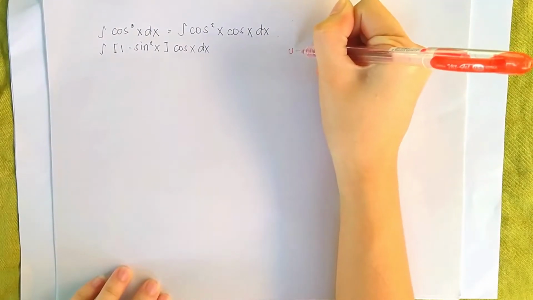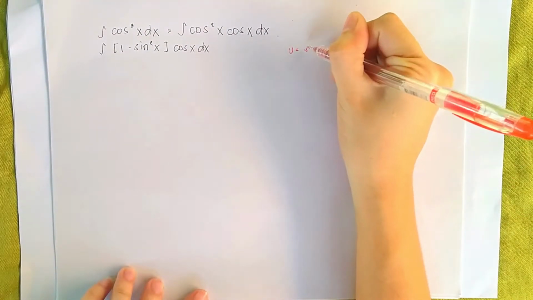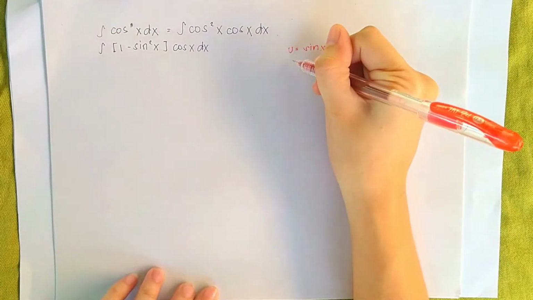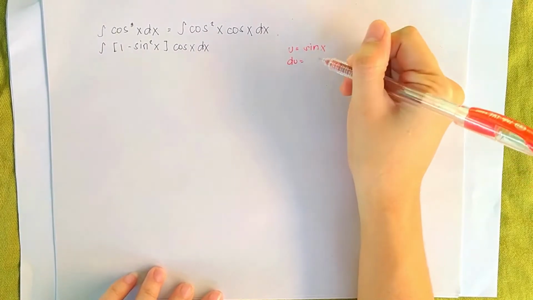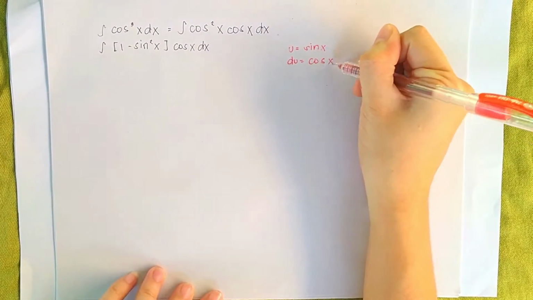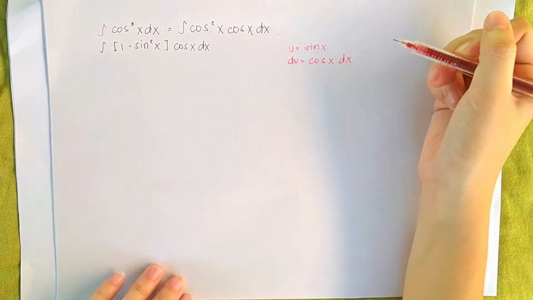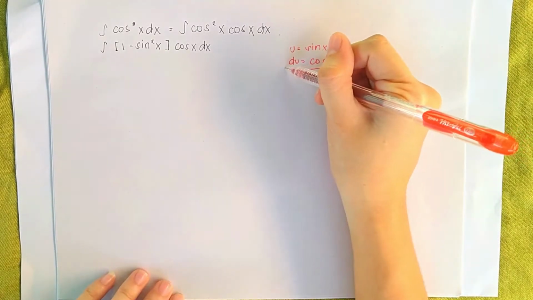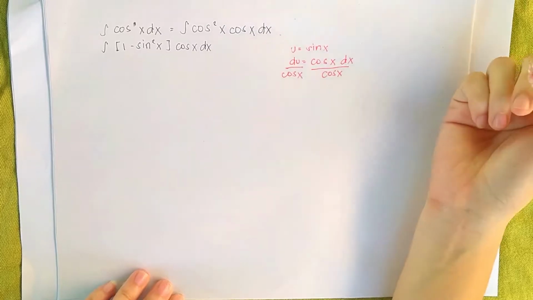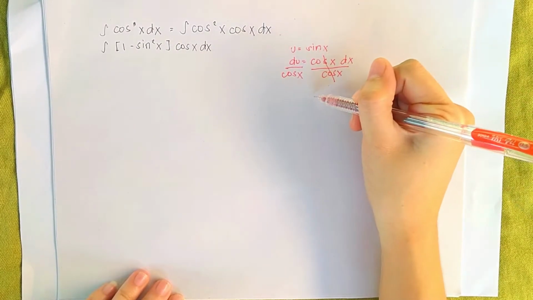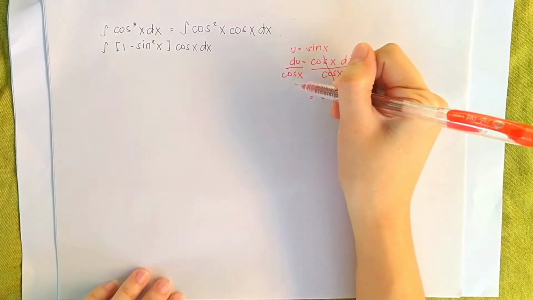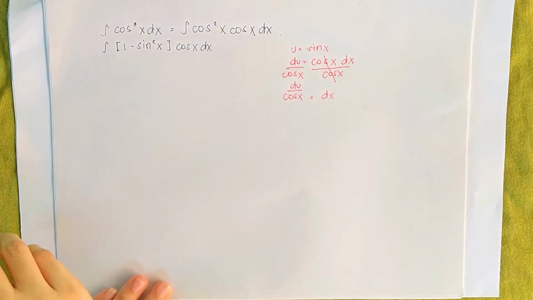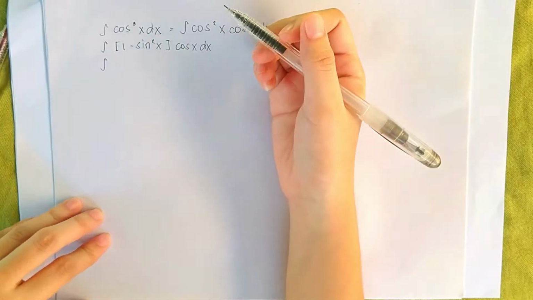So the value of u will be sine x, and du is the derivative of u, which is cosine x dx. So, to get the value of dx, we divide both sides by cosine x. Cancel. So, dx is equal to du over cosine x. So, now we can substitute the value of u and du.